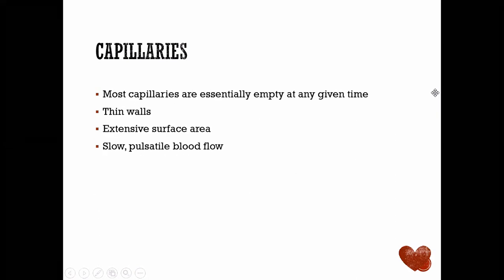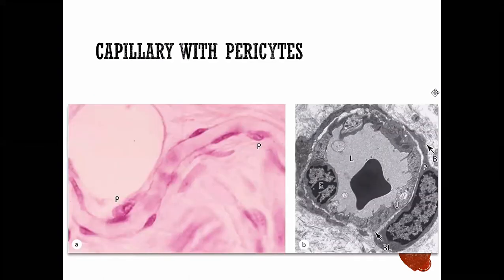Most capillaries are essentially empty at any given time. They have thin walls, extensive surface area. It is slow, pulsatile blood flow, pulsating, no? Pulsatile blood flow. Okay, you see here your capillary with pericytes. These are the cells, your pericytes. There you are, no? Pericytes. This one, again, pericytes here. Okay.